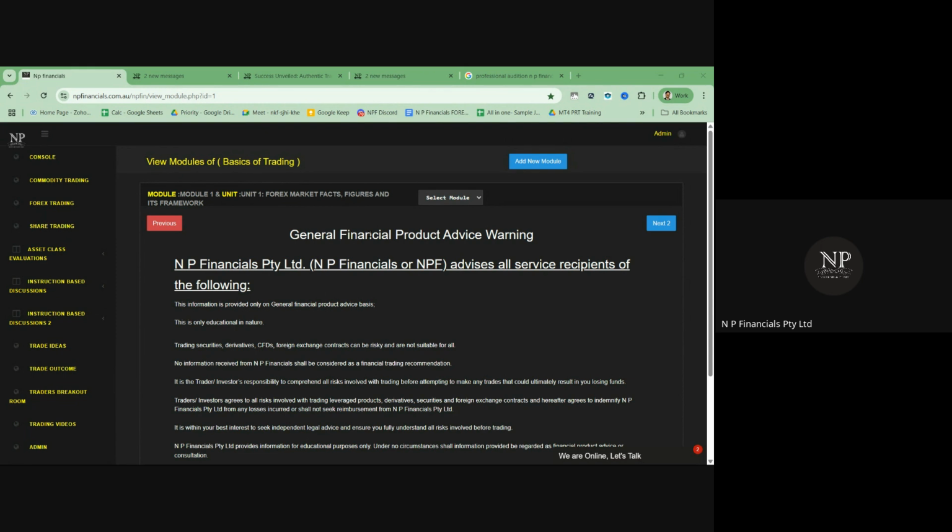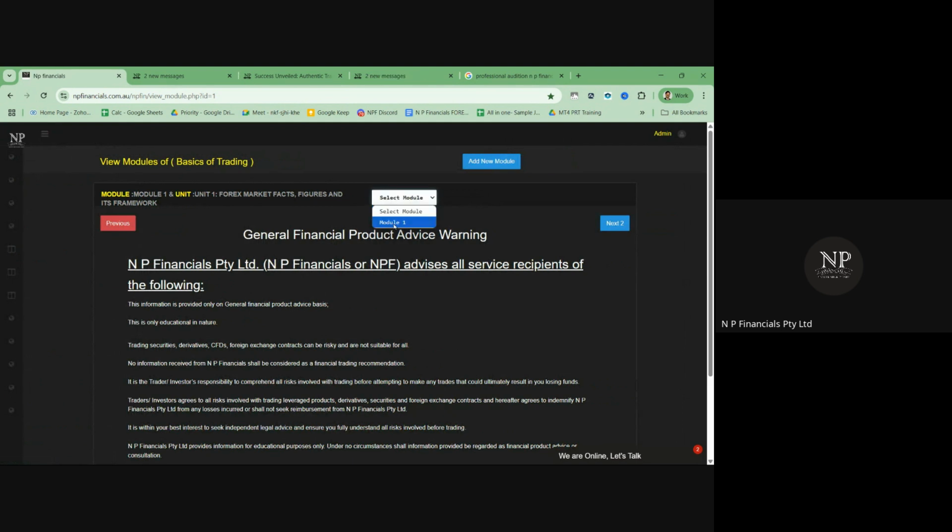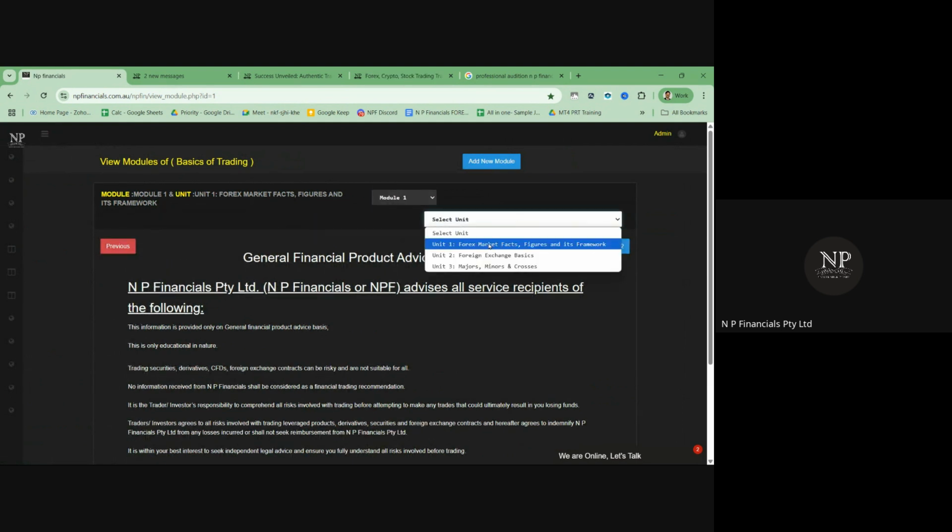On the other hand, share trading is a different asset class, and it is derived from management quality, then product quality, and then service quality. So that is why they are different, and that is why we'll be starting the forex trading under instruction-based discussions through basics of trading, and we'll start with module 1 and unit 1.